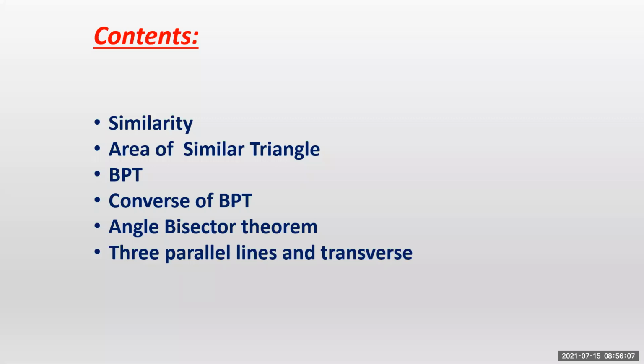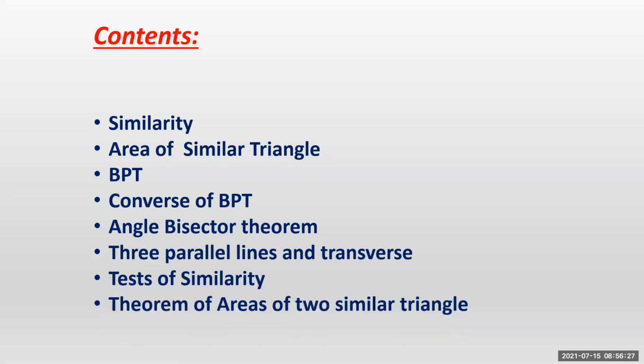You've got three parallel lines and the transversal, the property of three parallel lines and the transversal. You've got the test of similarity of two triangles. And last, you've got the theorem of areas of two similar triangles. We are going to learn and revise all this in detail.